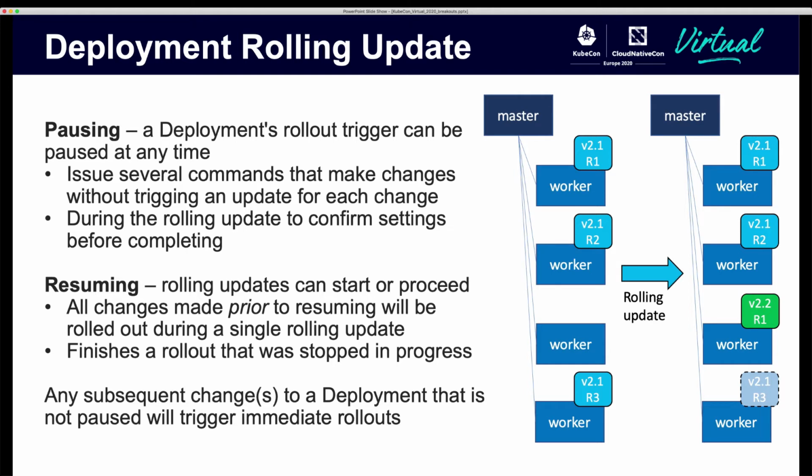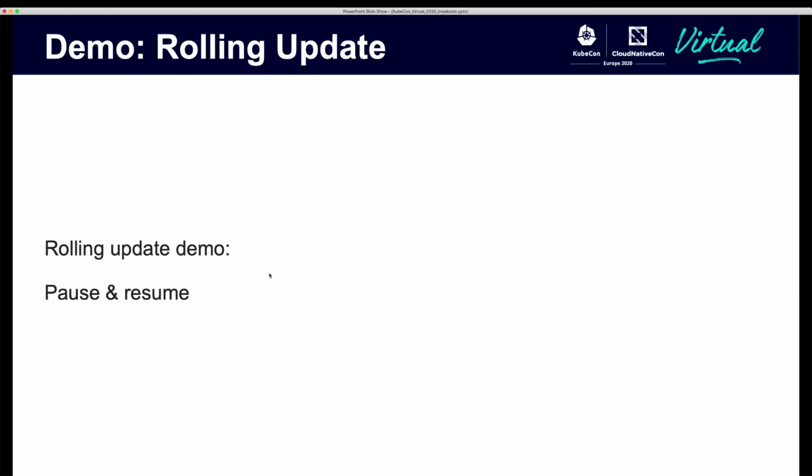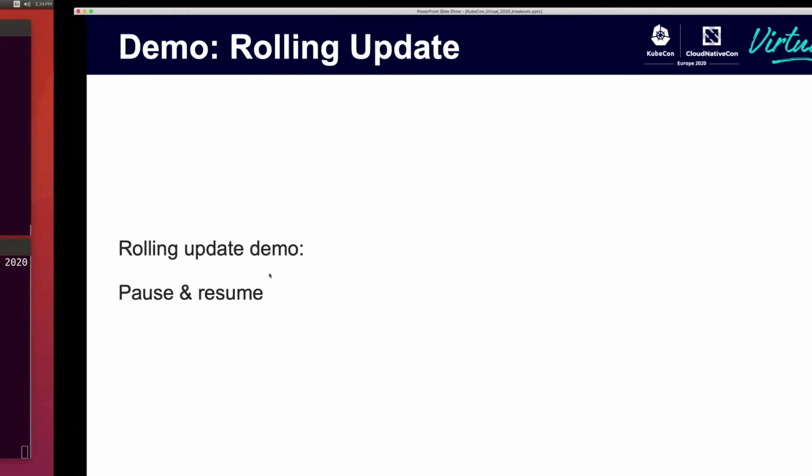So if you do it before any sort of change is introduced, then you can issue several commands to make different changes, and it won't trigger anything until you resume it. And then all the changes made prior to resuming are rolled out. Also in the middle, you can pause the rollout and do something like confirm settings before the whole thing completes. And so then in that case, resuming just simply finishes the rollout that was stopped in progress. Let's take a look at interacting that way.